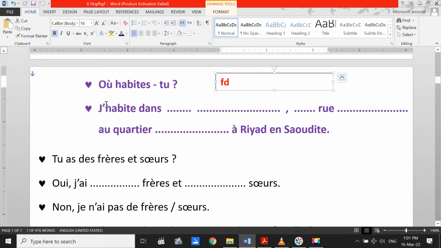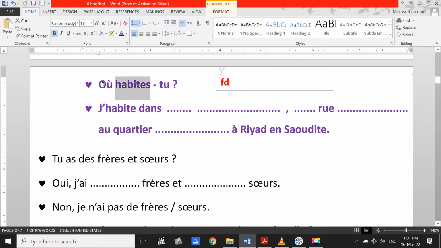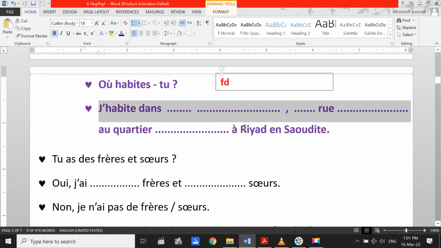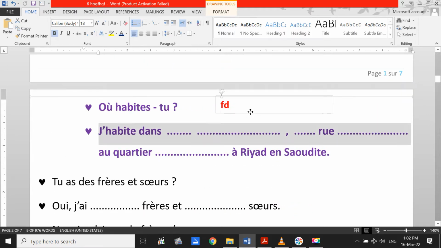Où habites-tu? Where do you live? But pay attention that we said that in French there is no do or does or did. We just read the main verb, like here, habites means live. Where live you? This is the literal translation, if we can say. Okay, here, où tu habites?